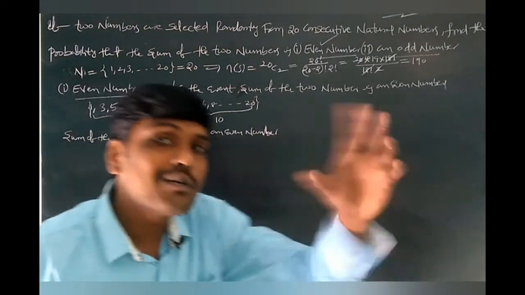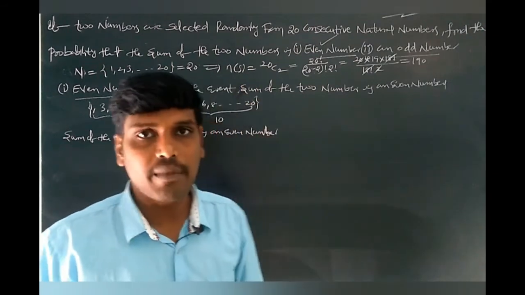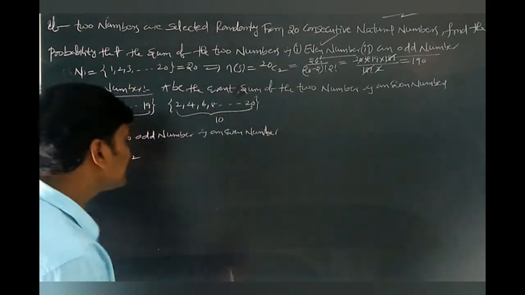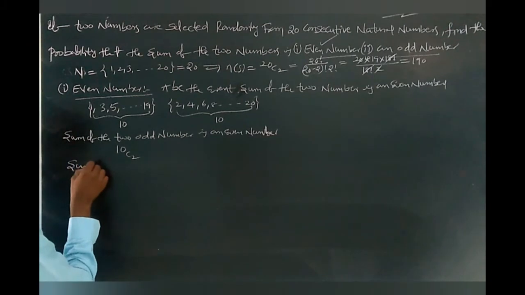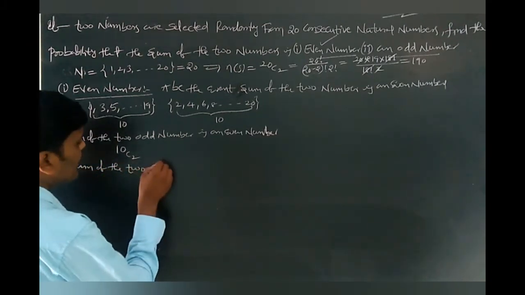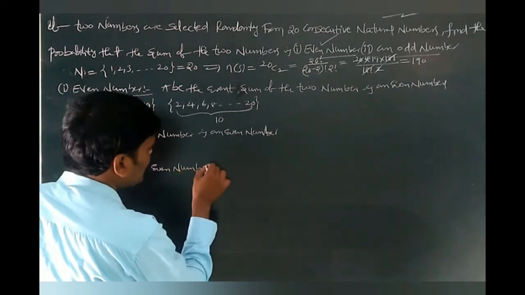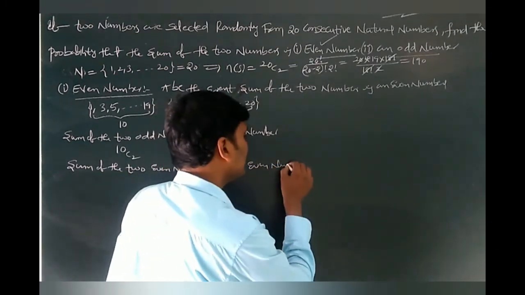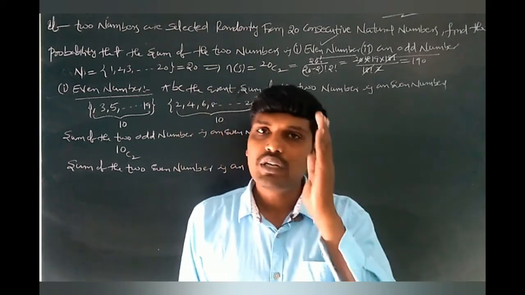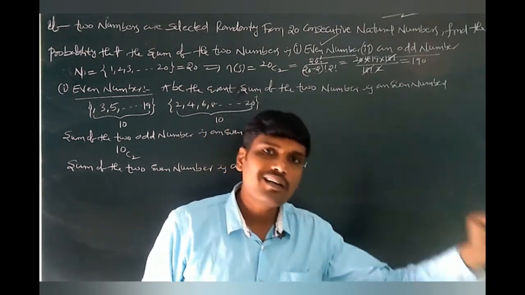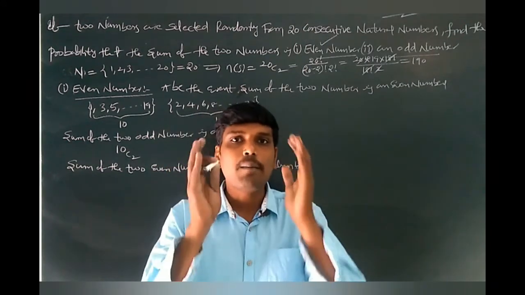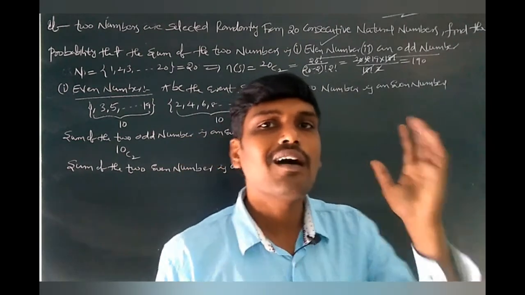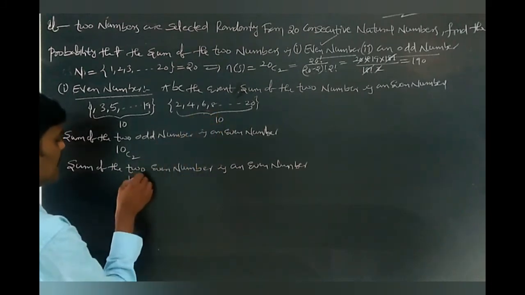Here, how many odd numbers are in the natural numbers up to 20? There are 10 odd numbers. From these, we have to take two odd numbers, that is 10C2. Similarly, the sum of two even numbers is an even number. Understood, students? A very important point: among the 20 natural numbers, 10 are odd and 10 are even. The sum of the odd numbers is an even number, and the sum of the even numbers is an even number.